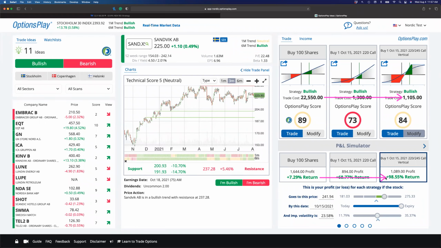Does that make sense? Please type 3 into the chat window if that makes sense to you. Perfect. Okay, so let's just take a look at another example here.